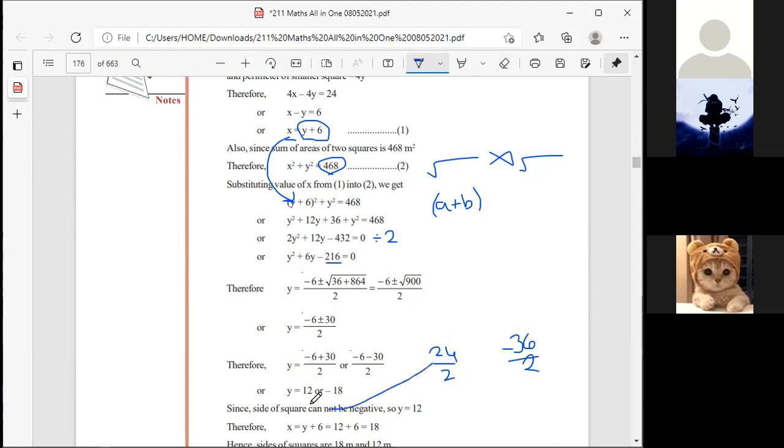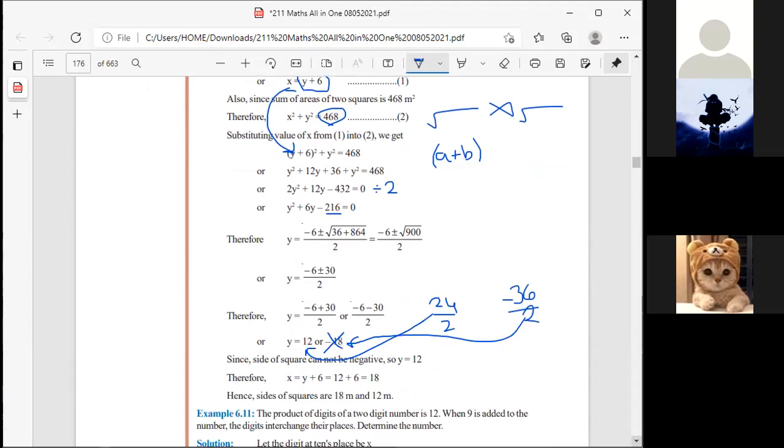This 24 by 2 will be 12 and minus 36 by 2 will be minus 18. Again, we cannot take the side as negative. So we are going to cancel this option and we will take the option y. So y is equal to 12. That will be your first option. And we know the difference between both is 6. So if one is 12, the other is going to be 18. Sufyan, are you understanding?